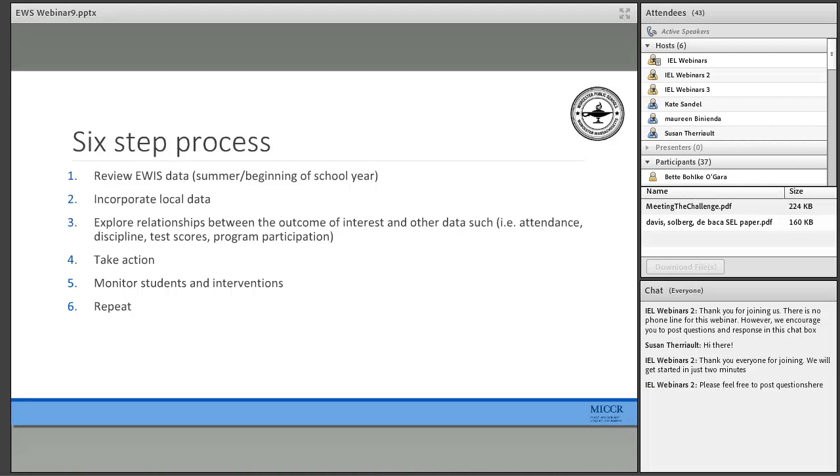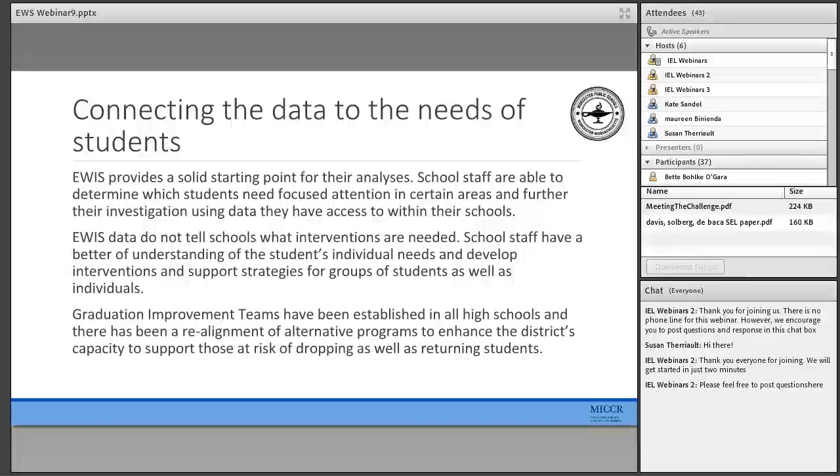Then we plan our action, and then we do the monitoring of the students and the interventions, constantly going back and looking at that list, because as you can imagine, kids drop off that list as the interventions work, and new students are added on. Following that list, each teacher also provides a red, yellow, green list for every student in their classroom, so they're constantly monitoring that list also. It's very advantageous because it gives us a starting point, and then from there, the interventions can be individualized to the needs of the students within each of the schools.